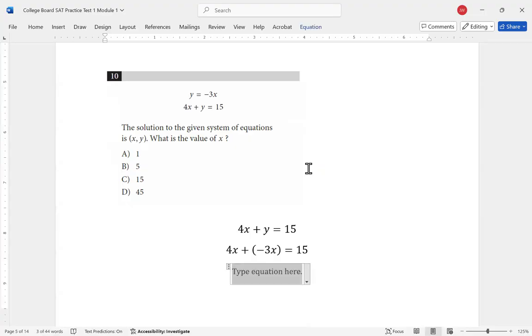In solving this, all we have to do on the left-hand side is combine like terms. 4x plus negative 3x is 1x, which I can write just as x. And then that's equal to 15. So I know that the x value of the solution to this system of linear equations is 15. Now we can stop right there because that is what this question is asking. It's saying, what is the value of x in the solution to this system of linear equations? So clearly we can see that the answer is C, 15.